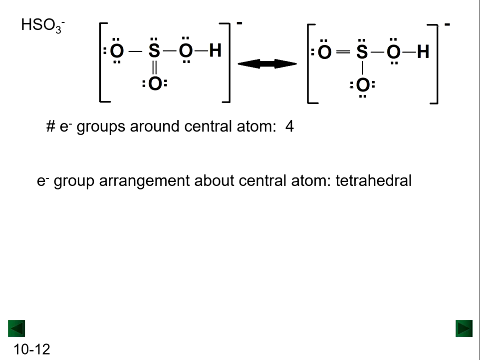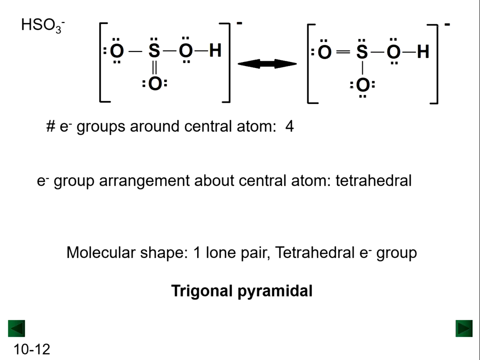So the electron group arrangement about the central atom is tetrahedral for 4 electron groups. From this, we can deduce a molecular shape. We know that we have 1 lone pair and then 3 groups of bonds. So we have 1 lone pair and a tetrahedral electron group arrangement. The molecular structure is trigonal pyramidal. And in fact, that's what we see.